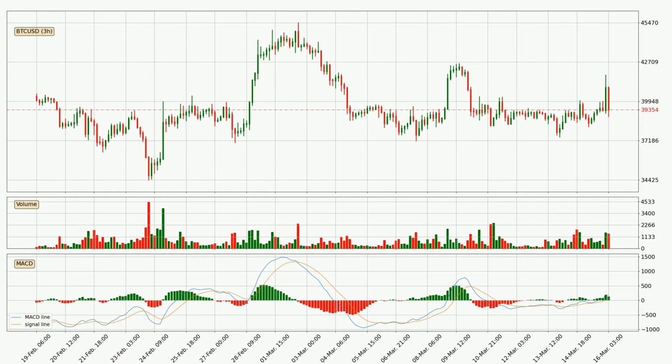Looking at the 3-hourly MACD, the MACD line is above the signal line, which shows that the current trend is on the upside. As we can see from the MACD histogram, the momentum is indecisive at this moment. This means that we can expect the price to remain the same for some time, and you should wait for the MACD line to cross the signal line. This will mean it's bearish.